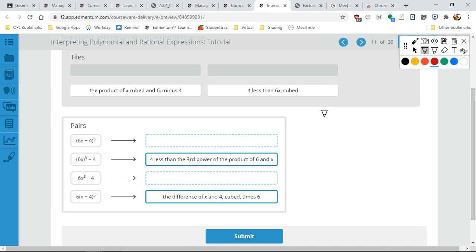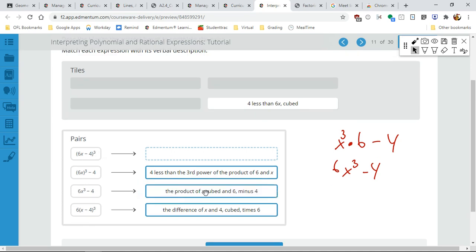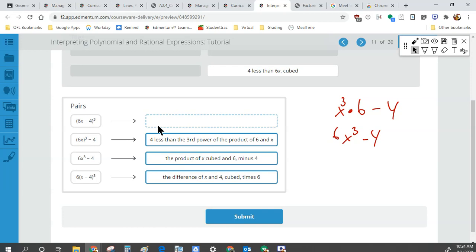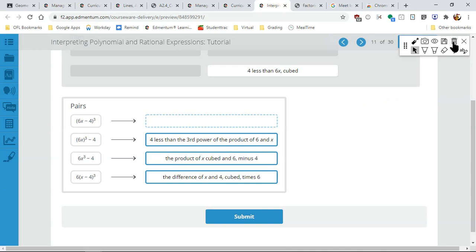So let's kind of get through this. So this says the product. So the product. So we're starting off with multiplication. The product of x cubed and 6, minus 4. Well, we never like having the variable in the front, so I'm just going to switch this up and call it 6x cubed minus 4. So then if we look here, this one is this. So it might seem easy because I'm doing it, but really try to read these and understand what's happening.